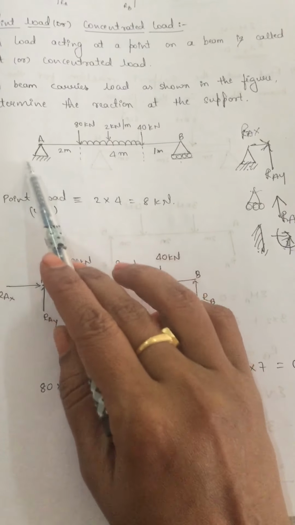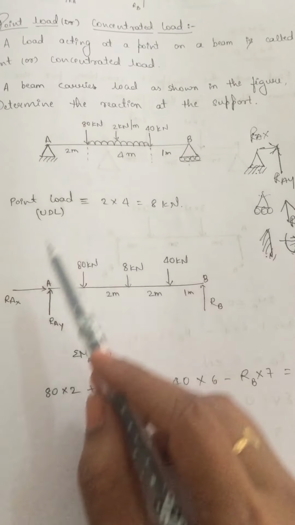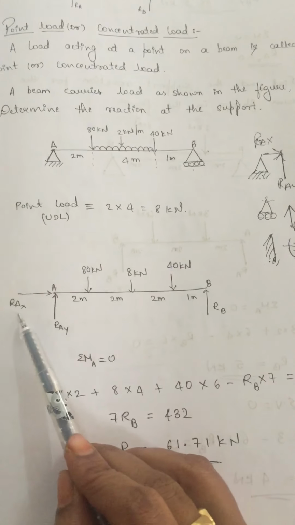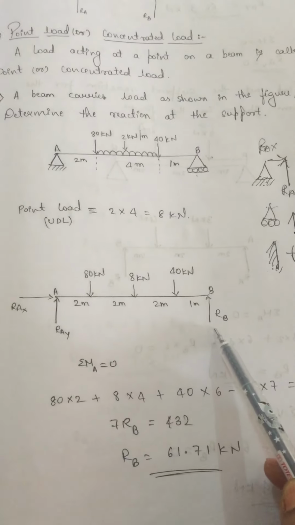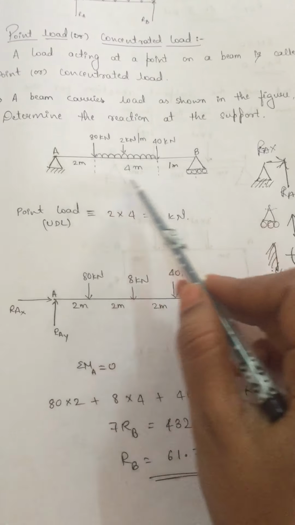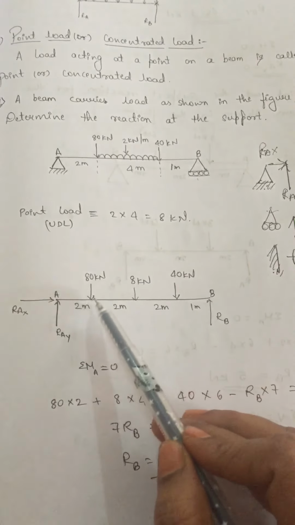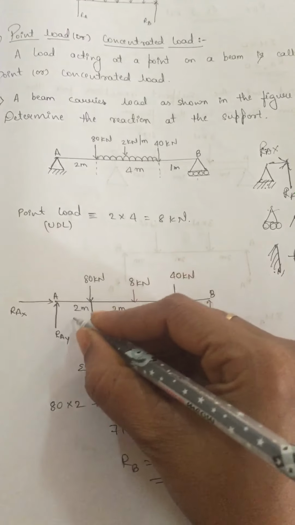Yes, this type of indication is called a hinged support and this is a roller support, right? Hinged support means two mutually perpendicular reactions, RAX and RAY. And next, this is the roller support, RB. Now transfer all this load onto the beam. Yes, extend this load, that is 80 kilonewton, which is at a distance of 2 meters, right?